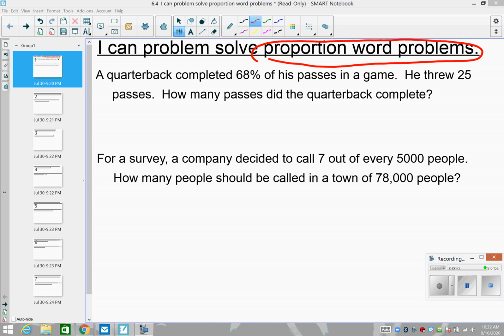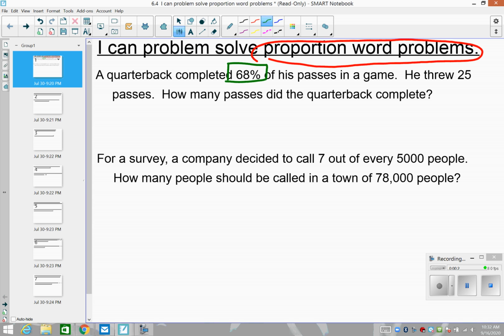Hey, math friends. So our learning target today is I can problem solve proportion word problems. Now within that will be the things that we've been working on, like tax and tip and percentages. So everything kind of overlapping in our work today. So let's talk with this idea of percentage.